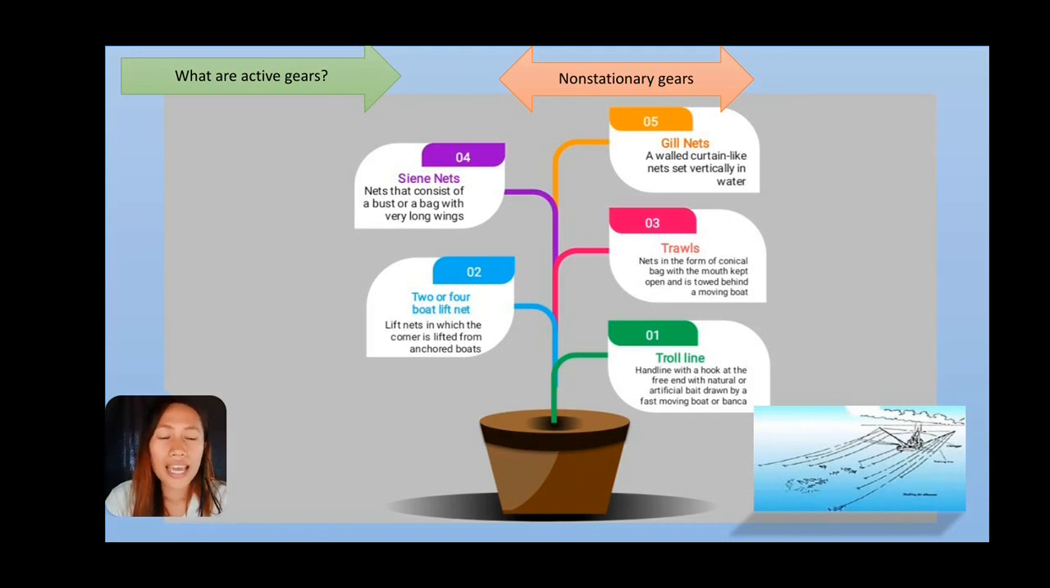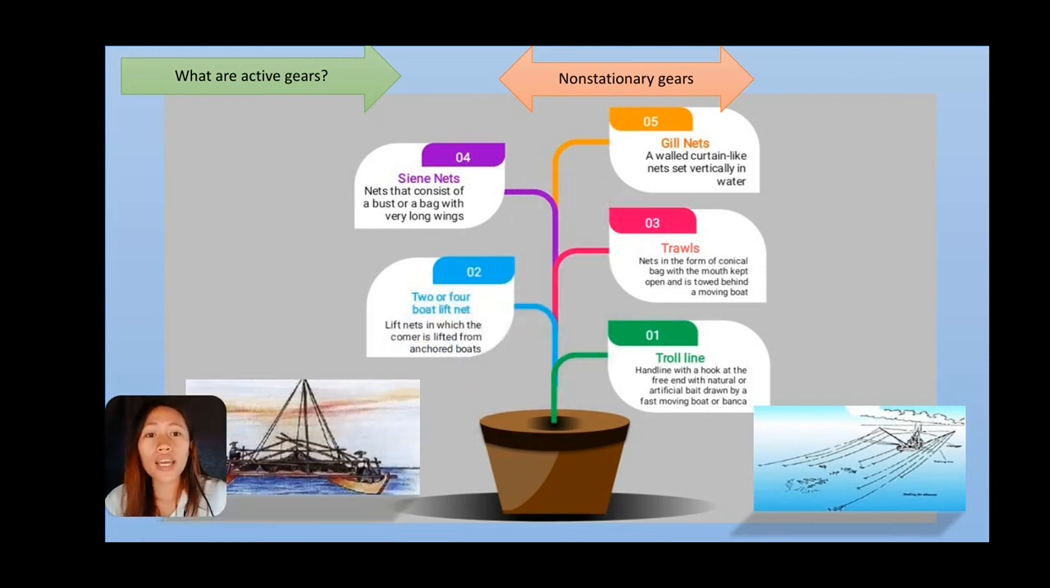So we have the troll line. As you can see, it is a hand line nga naay hook nga sa ilahang free end nga ma-drone siya sa fast moving nga boat or bangka. So as you can see naay mga hook nga naa siya sa kilid or sa end sa boat which is gibira siya sa boat. So energy nga mayus ani siya is daghan jud kay boat na ang gigamit.